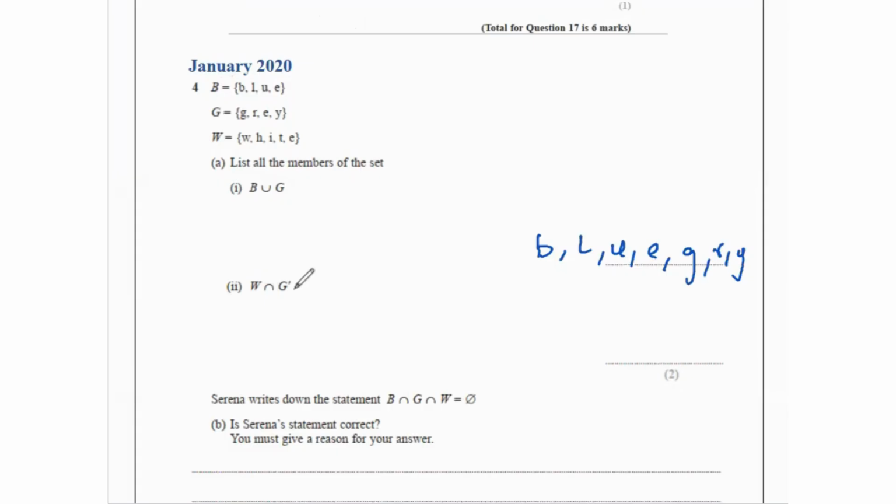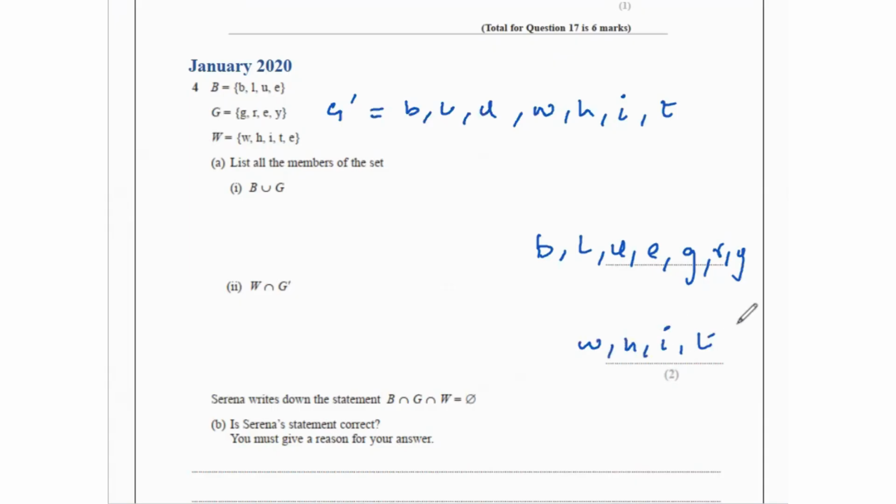Then W intersection G complement. G complement will include B, L, U, W, H, I, and T. This is G complement. So W intersection G complement means we will have W, H, I, T.